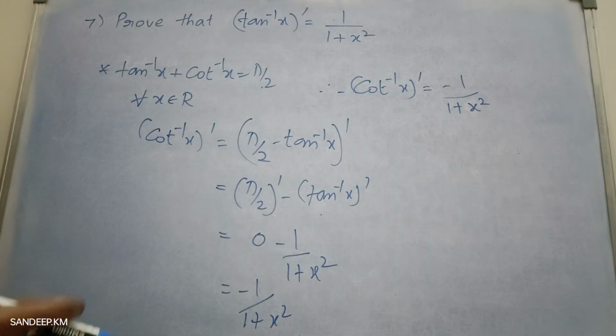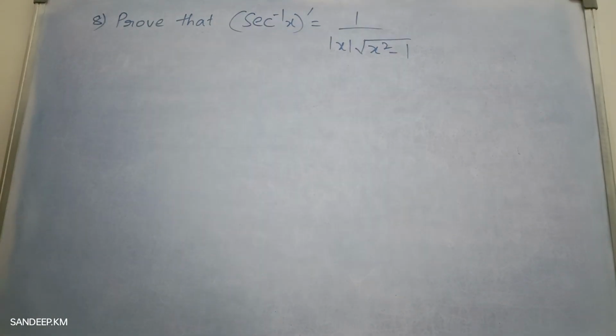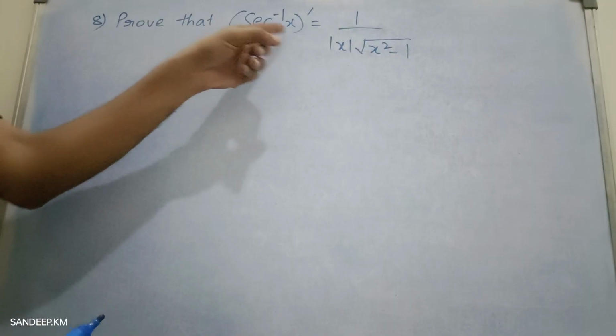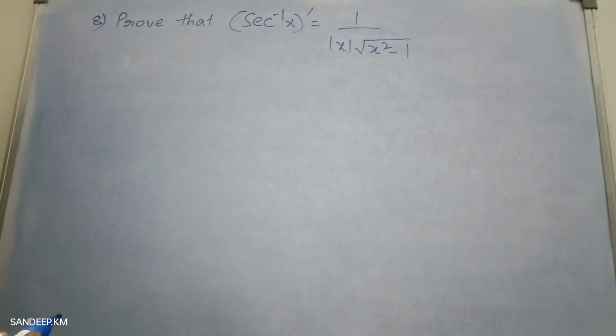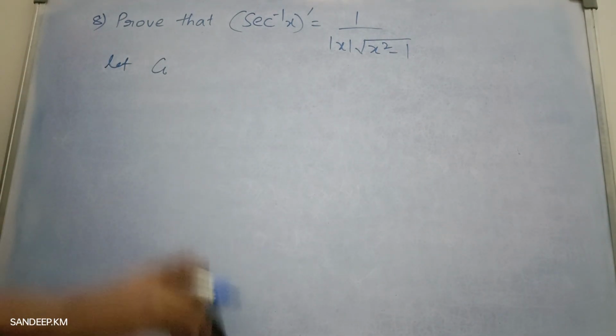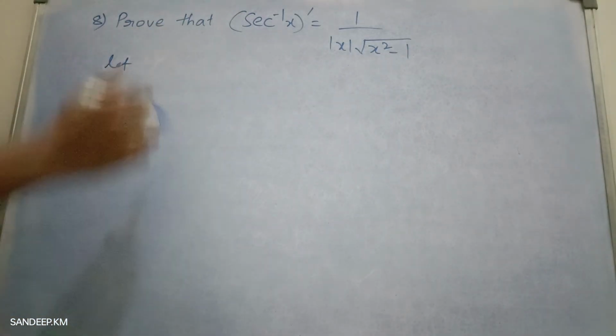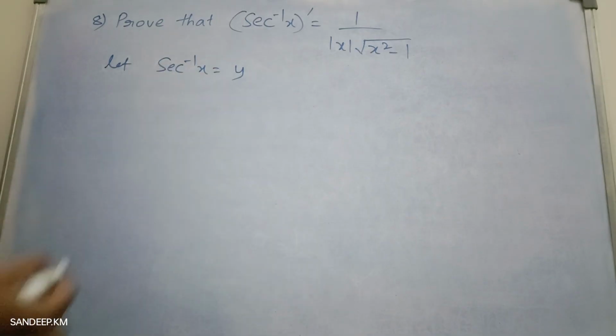So after this, let us find the derivative of secant inverse x, and using that the derivative of cosecant inverse x. That would be the last part of proof in this video. So the derivative of secant inverse x is 1 by mod x into root of x square minus 1. As usual, let us start. Let secant inverse x is equal to y.